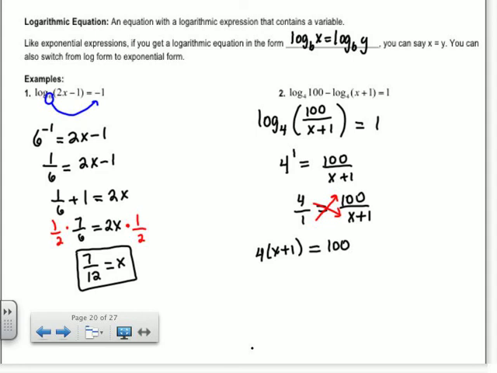You can do this 2 different ways. You can distribute, so 4x plus 4. Or you can just divide the 4 over. I like that way the best. So let's divide the 4 over. So I get x plus 1 equals 25. So x equals 24. So your answer is 24.